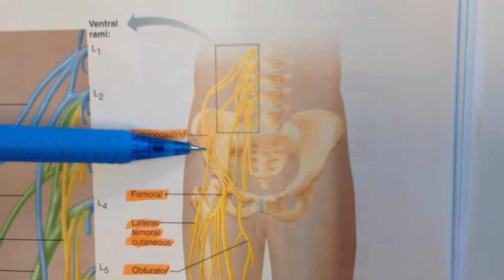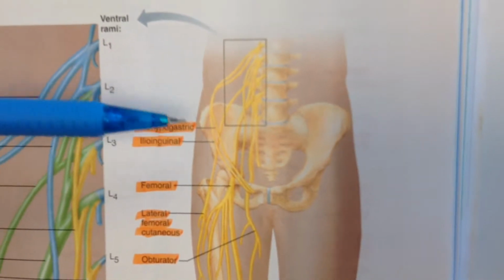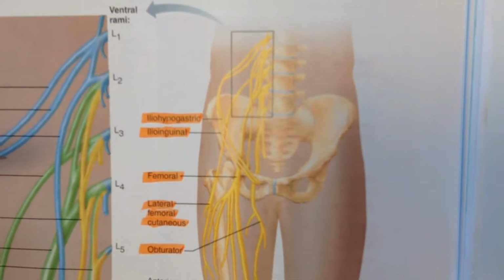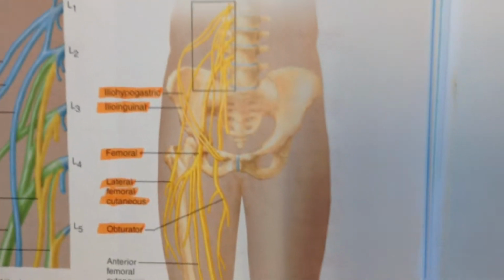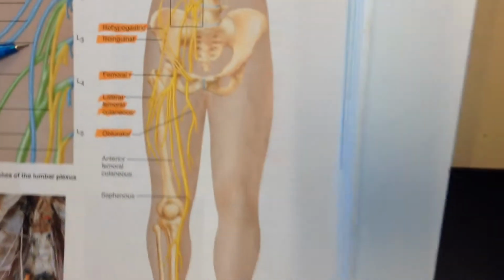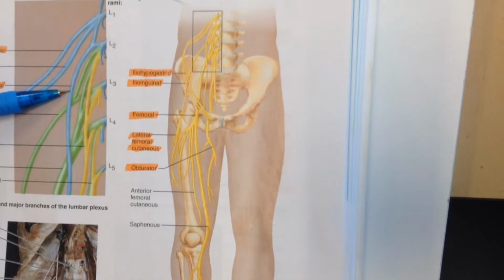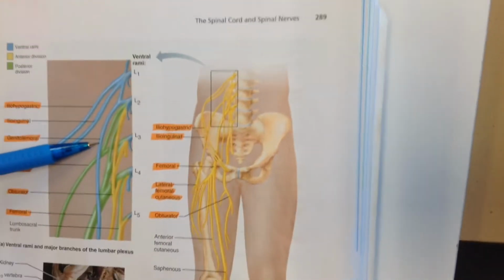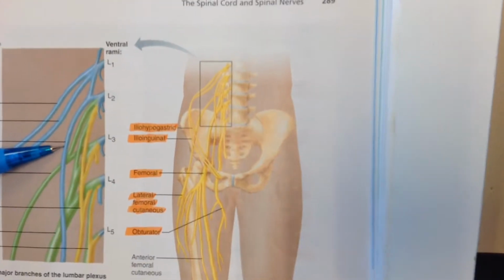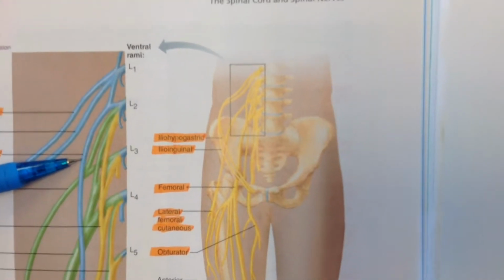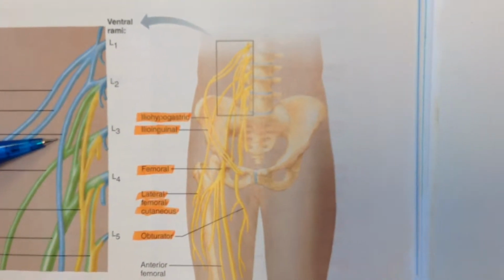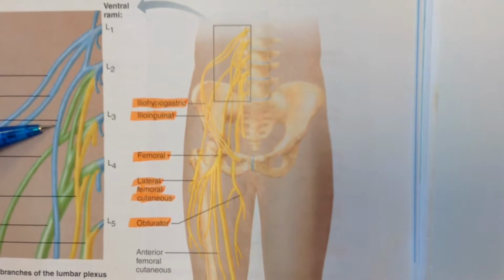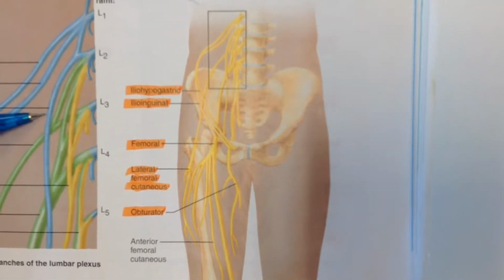Lumbar plexus, genitofemoral, ventral rami, L1 and L2. Cutaneous structure served, skin of external genitalia and inguinal region. Motor structure served, internal oblique and transverse abdominis.